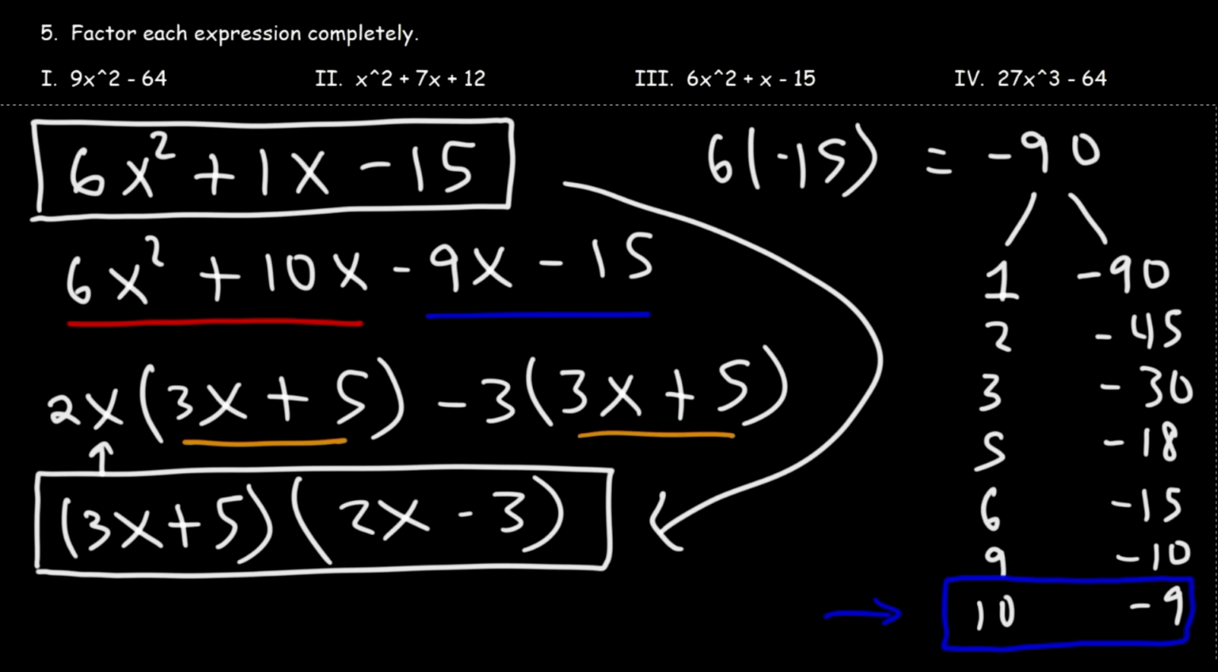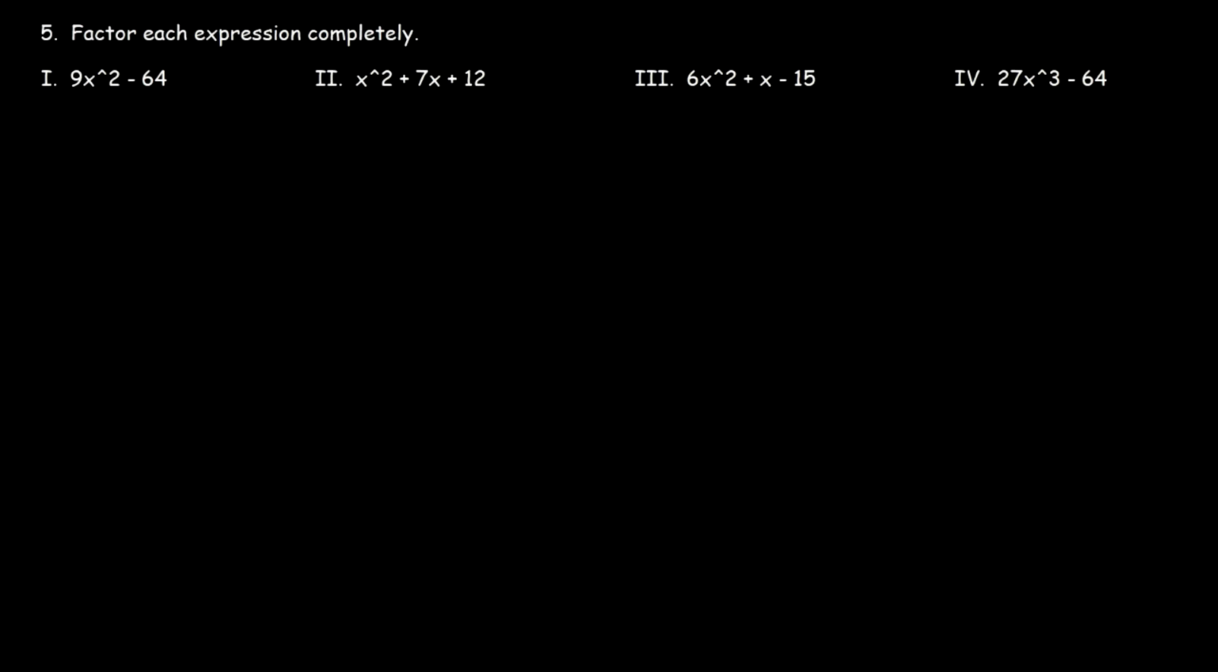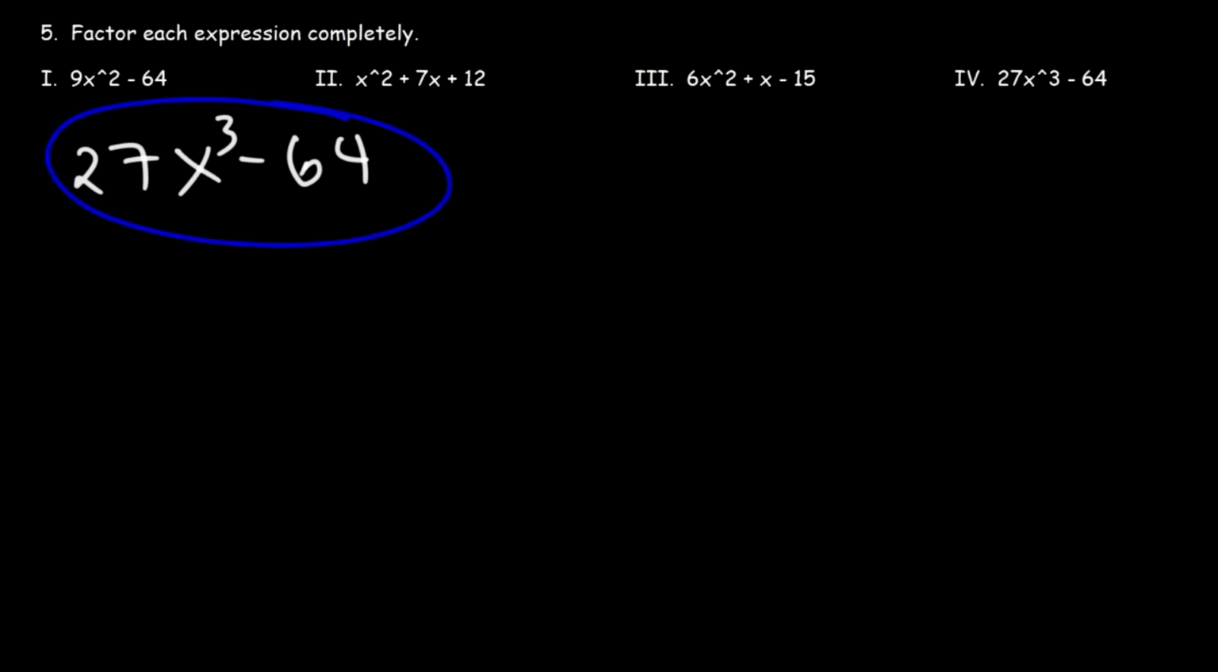Now the last one that we're going to talk about, number 4, is 27x cubed minus 64. So what can we do to factor this expression? It looks like the first one, but it's a little different. Notice that you could take the square root of 9 and 64. So this is a difference of squares. Notice that you could take the cube root of 27 and 64. But it's not easy to take the square root of 27 because it won't give us a nice whole number. So this is the difference of perfect cubes situation.